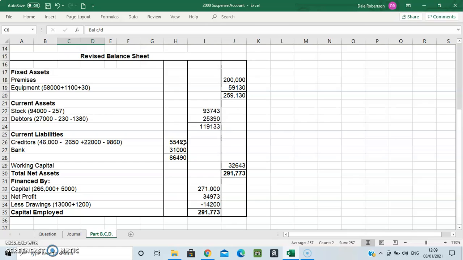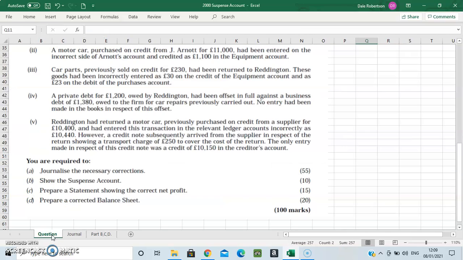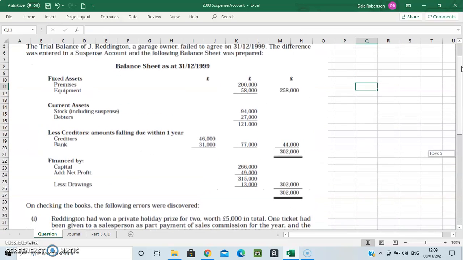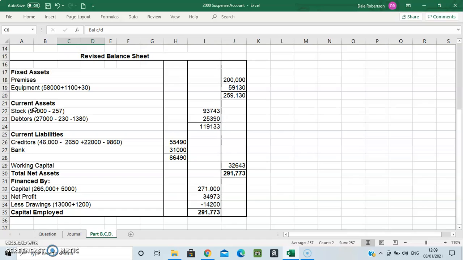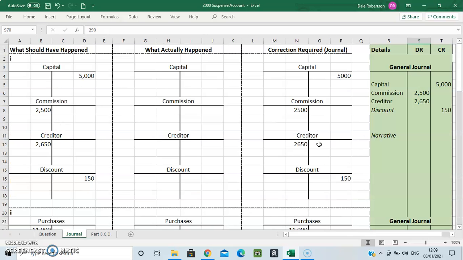Now, I've already done out the numbers here, but I'm going to explain to you where all this comes from. Where do we get these entries from? Well, this is simply a replica of this balance sheet in the question. You see how it's premises and equipment and stock and debtors? Well, here it is also premises and equipment and stock and debtors, etc. So you're rewriting the balance sheet given in the question, but we are going to make the necessary amendments to each transaction that needs to be amended. How do you know what needs to be amended? If it has been changed in the general journal in part A, then it needs to be changed in part B, C, or D. So let's have a look at how to do part B first, which is the suspense account.